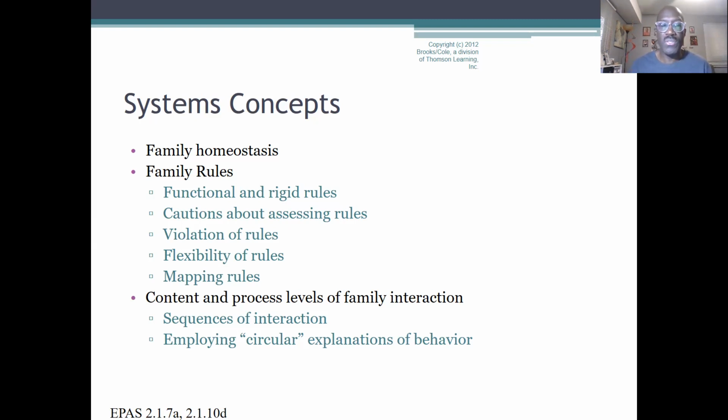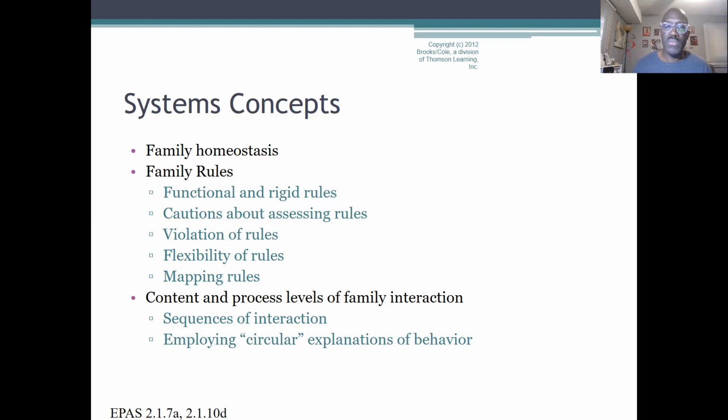So families are tasked with those functions. When we understand that piece, we start to look at things like rules that are designed to help move some of those processes along. And then we have to really look at, as a family functions, are these functional rules or rigid rules? Are there just absolute things that you cannot do? Is that all of the rules in the family, or does that apply to just some? Cautions about assessing rules.